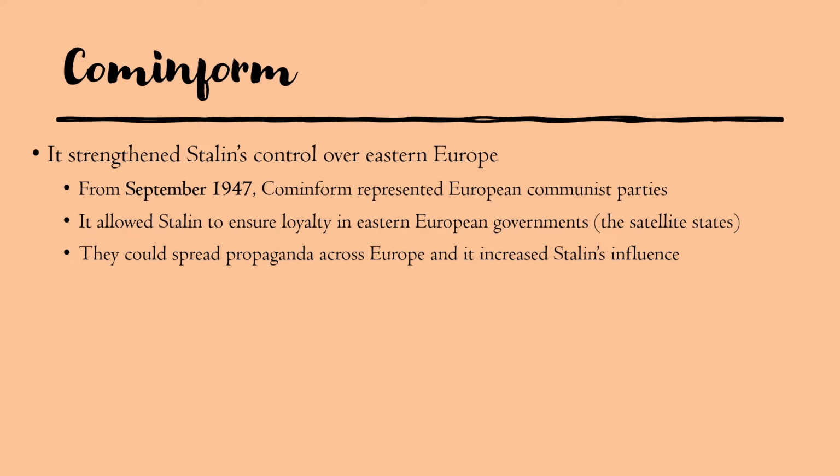And through Cominform, these parties could share propaganda. They could share it across Europe to all the different European communist parties. They could show it. They could try to increase the attraction of communism. And this just made sure that Stalin could spread his own views of communism to all these countries, making sure that they followed the Stalinist communist approach. And so it increased Stalin's influence over the communist parties of Europe, but especially of Eastern Europe.